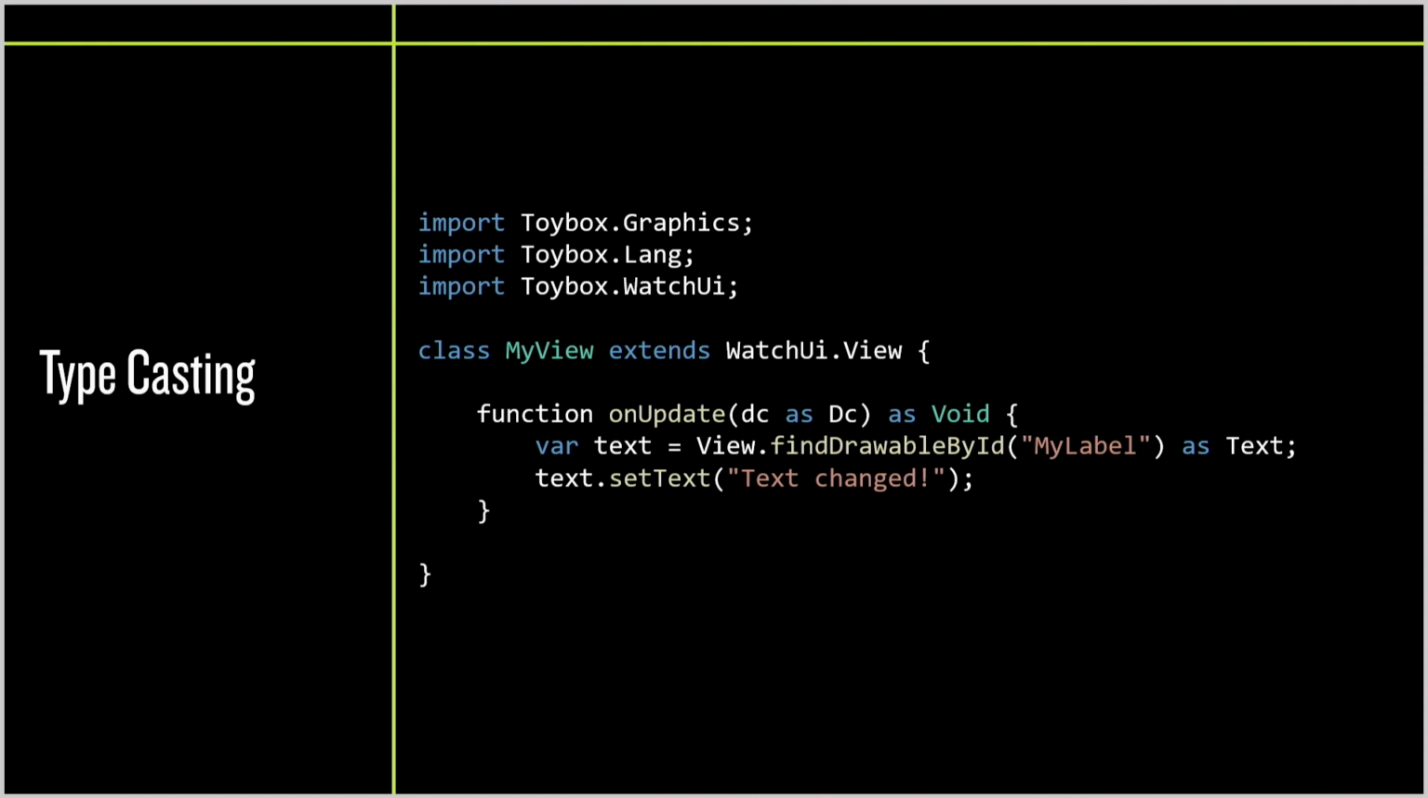As I just mentioned, the as keyword can also be used in an expression to typecast a value to another type. This can be useful if the type is not clear to the type system. For example, in this onUpdate function, the type checker can detect we are calling the view class's findDrawableById, which returns a value of type watchUI.drawable. However, drawable does not have a function named setText. That belongs to watchUI.text, which extends drawable. We know that the view is a text object, so we can use typecasting to make that clear to the type checker.